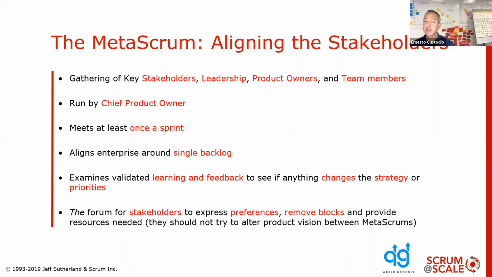The Meta Scrum is expected to meet at least once per sprint, but we actually recommend that it happens more than that. It is meant to align the entire enterprise to a single backlog. This is the glue that brings those backlog decompositions that are going to happen at the team level into a single product backlog that the organization follows. And in this case, it looks at what elements may have changed and how we could pivot the strategy in order to prioritize what might be more important after we discuss it and explore it. Okay?